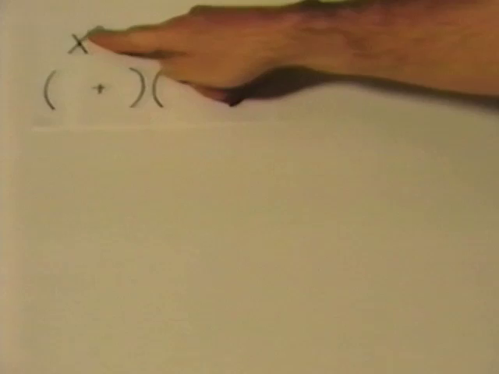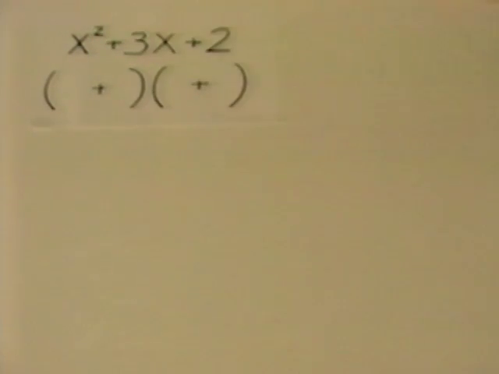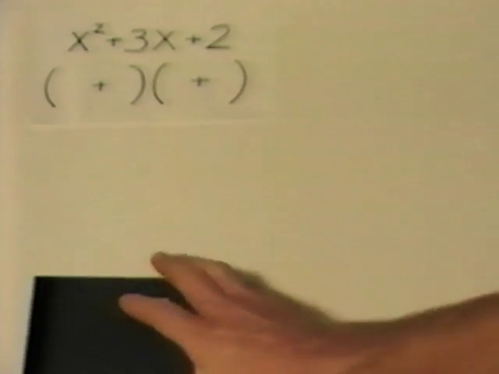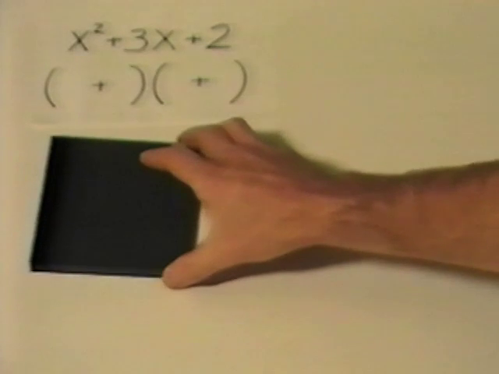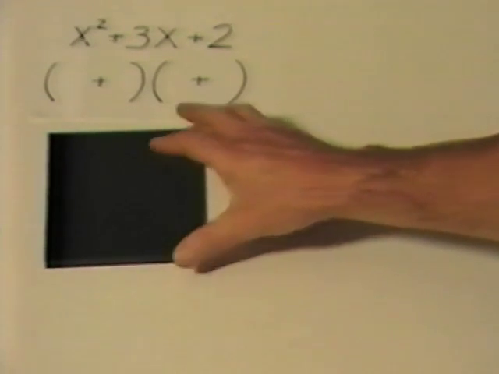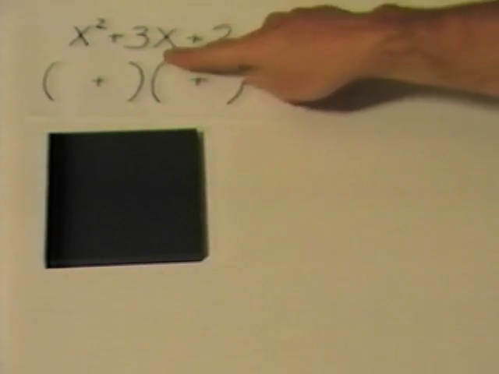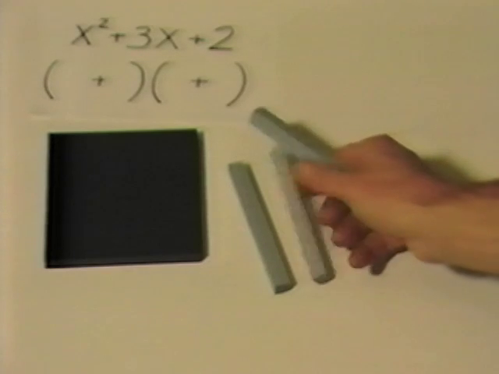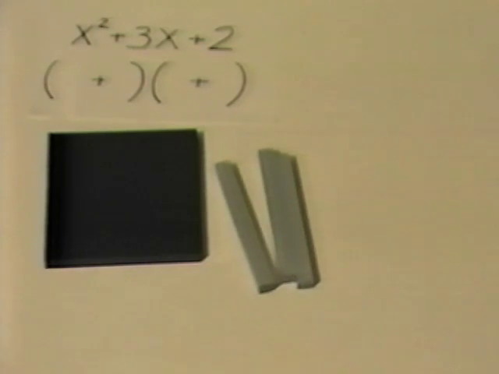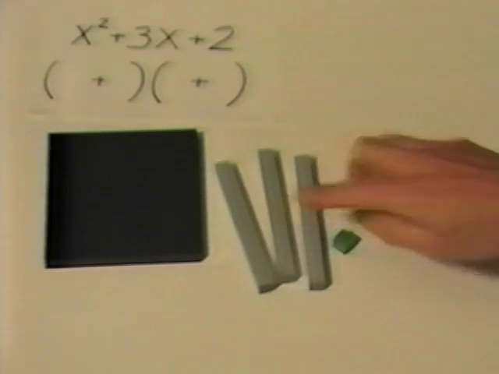X both ways means X squared. Here, this means something now that we can see. We have X squared. Here we have 3 X's. We can count out 3 X's: 1, 2, 3. And we can count out 2 units.